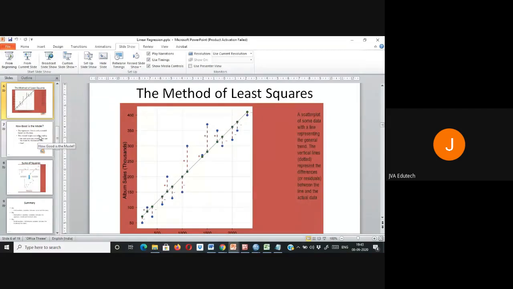The first assumption is additivity and linearity. There should be a linear association between your variables. There should be independence among the variables. Then there should be homoscedasticity, meaning heterogeneity of variances should not be there. Then a normal distribution should also be there.